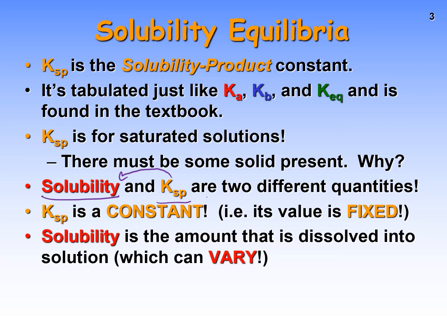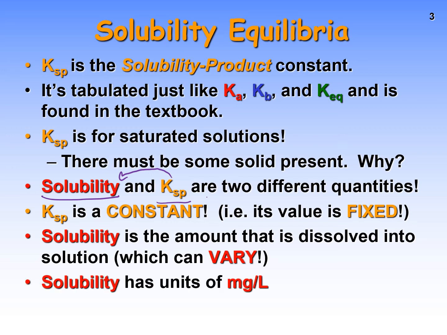Solubility is really the amount that is dissolved into the solution, and that can vary depending on what conditions are present in the solution. Is it acidic? Is it basic? Is there something else going on that's causing the solubility to increase or decrease? There's a lot of variability here.